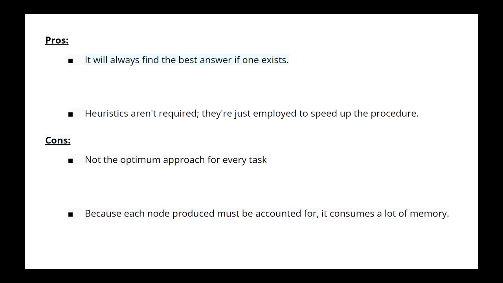Let's go through the advantages of the A star algorithm. It will always find the best answer if one exists, and if a heuristic is specified, it must be admissible. Heuristics aren't required, they're just employed to speed up the procedure. Without modifying the fundamental code, several heuristics can be incorporated into the algorithm. The cost of each step can be changed as easily as the heuristic. It isn't limited to a single direction search.